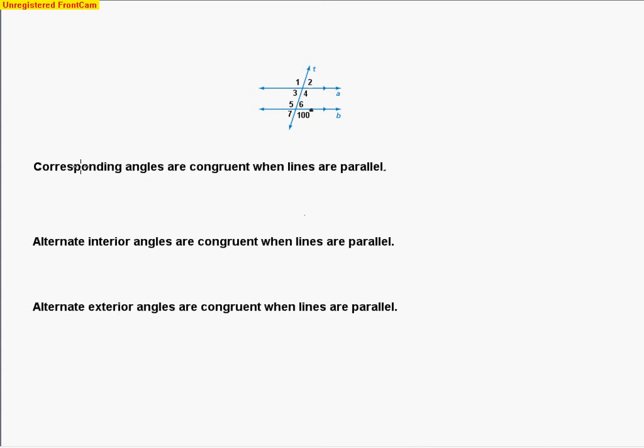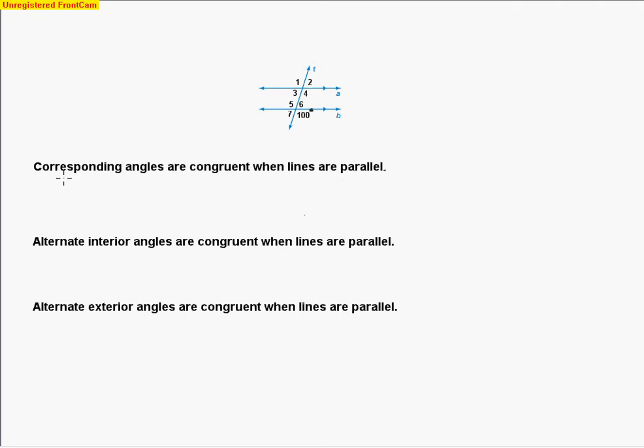And so here we can see that we have an obvious obtuse angle and some acute angles. And all the acute angles are going to be equal, and all the obtuse angles are going to be equal whenever we have parallel lines. But sometimes it's hard to tell which angle is obtuse and which angle is acute if it's close to 90. So let's take a look at corresponding angles. They're congruent when lines are parallel. So what are the corresponding angles?